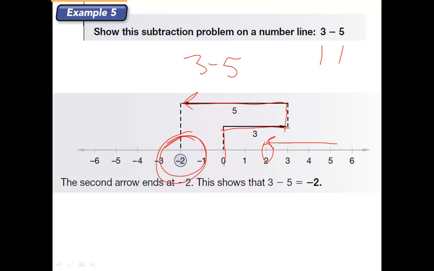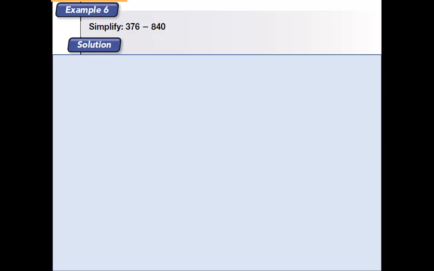It's important you use these number lines to help you until you get the concept of negative numbers versus positive numbers. It can be confusing. So simplify this expression. I want you to subtract 376 minus 840. The first thing I want to ask you is, is your answer going to be positive or negative? You should have said that you're going to have a negative answer. Go ahead and work it. See if you can come up with the answer.